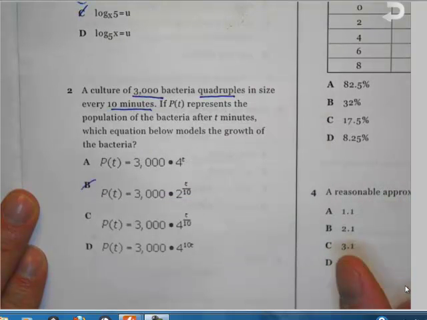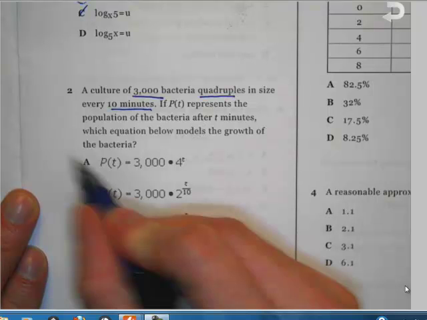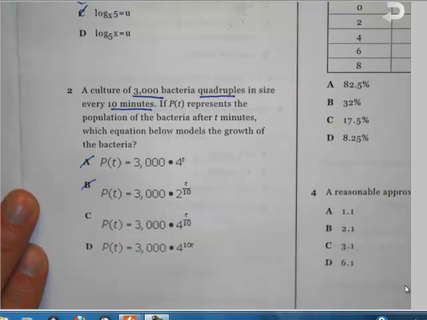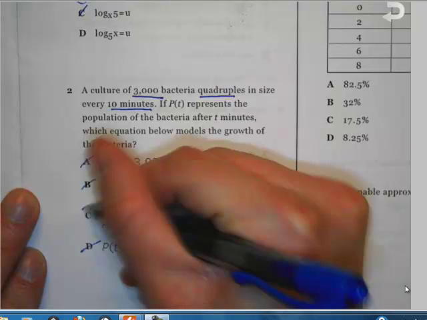And it quadruples every 10 minutes. So at 1 minute, it has not quadrupled in size. It hasn't quadrupled in size until you get to 10. So we know that A is wrong because it doesn't have anything to do with 10. And this means it quadruples 10 times for every minute, so the correct response was C.